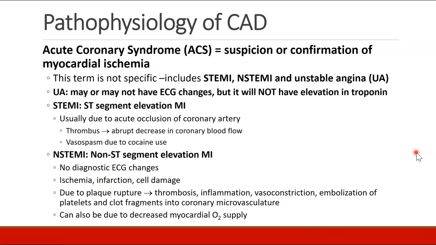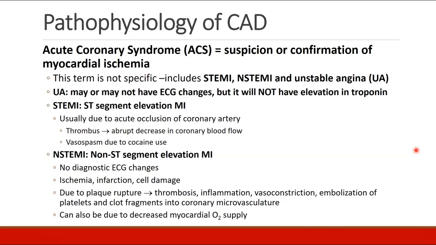Now let's define some terms. The first is acute coronary syndrome. This just means any suspicion or confirmation of myocardial ischemia. It's not a very specific term. It includes STEMI, NSTEMI, and unstable angina. In unstable angina, which we have already defined, there may or may not be EKG changes, but most importantly, there's no elevation in plasma troponin, at least not to any significant level.